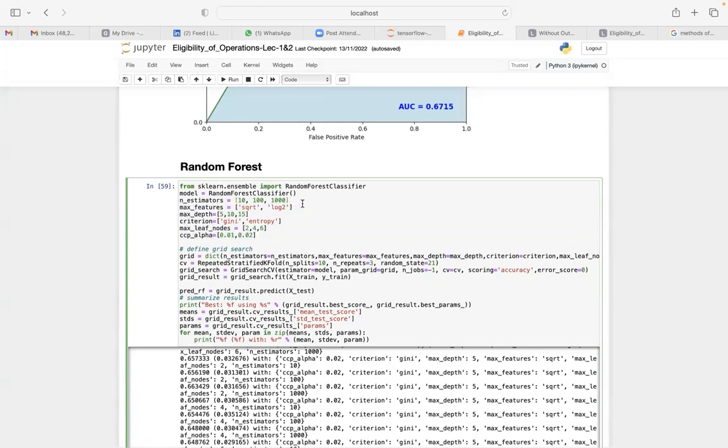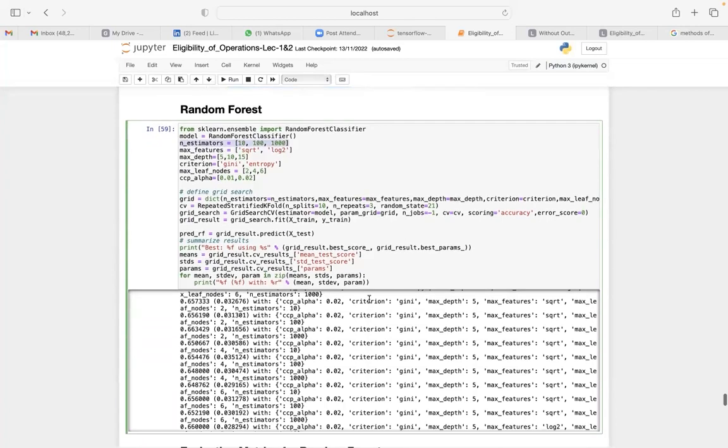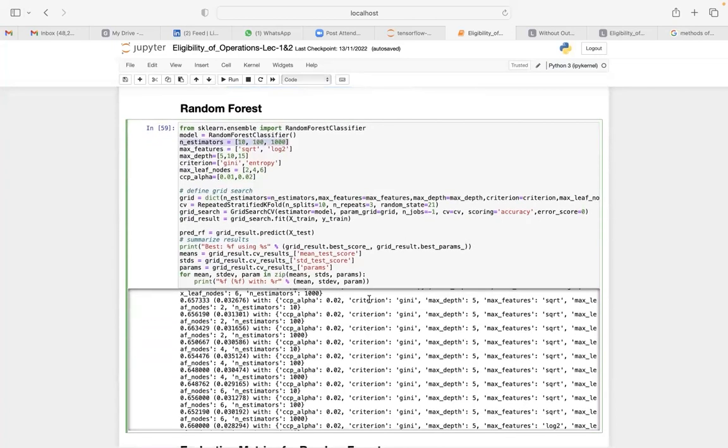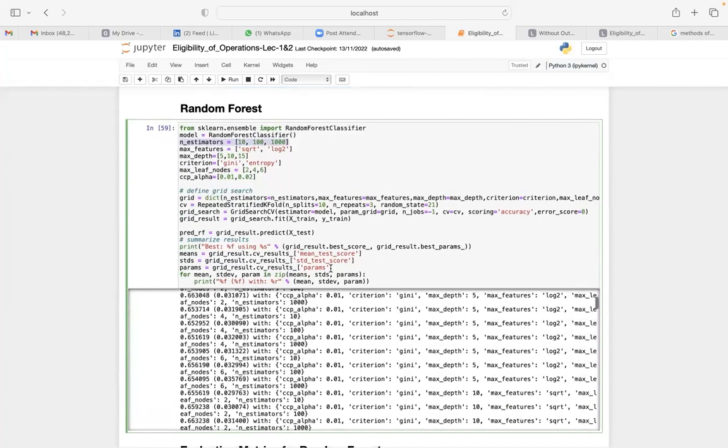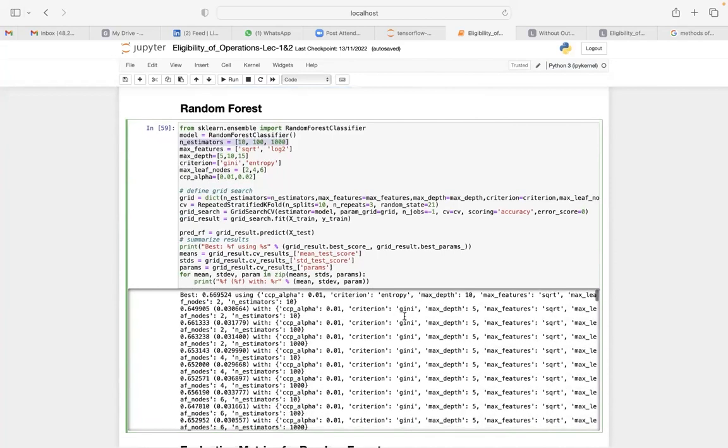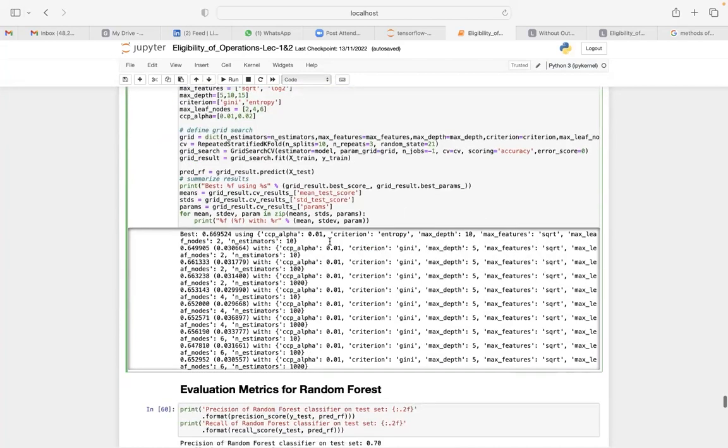Most of the values that we have seen are the same, only the estimators change. It is estimating how many trees it is going to take in the entire forest, either 10, 100 or 1000. You can give more values as well if you want, but again, it will eat up the computation power from your system. So right now it is taking the estimators as 10 and giving you the best result. It has improved the accuracy to almost 67%, 66.9.